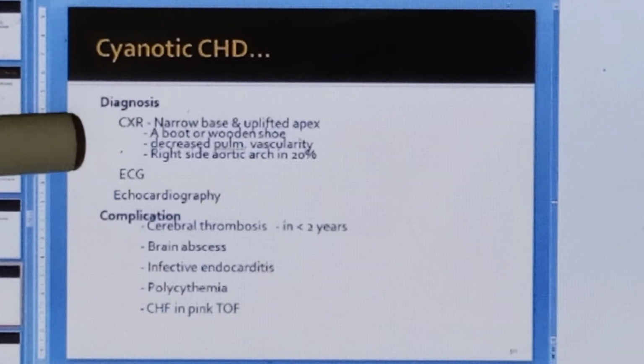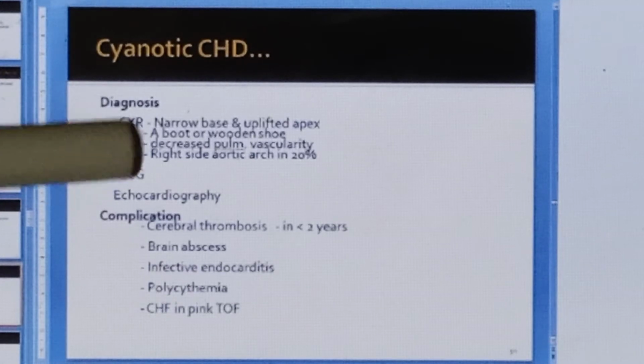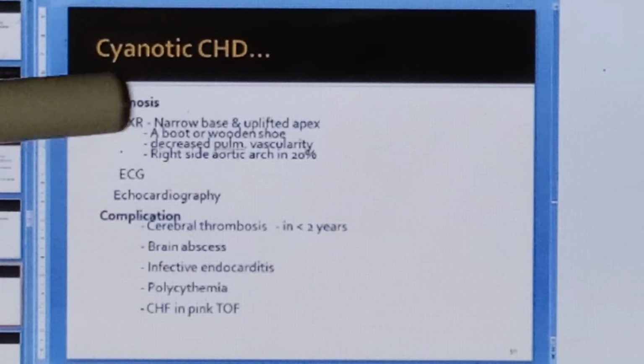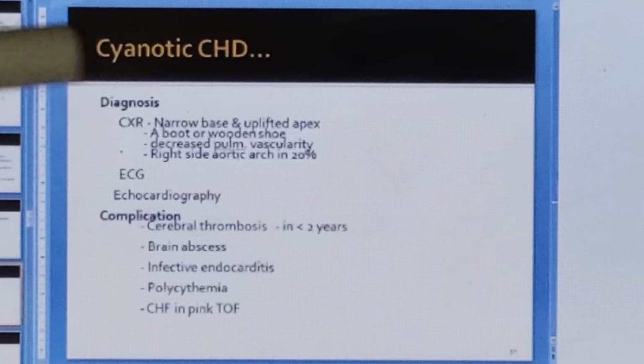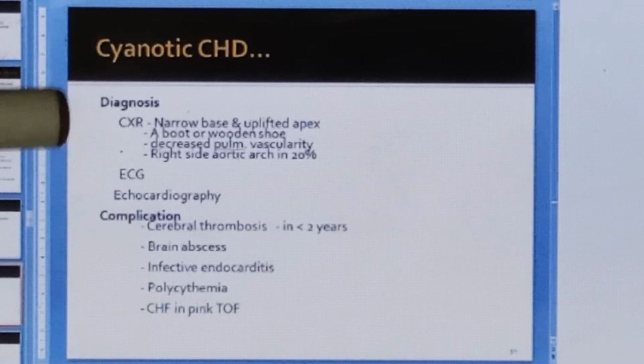This is a characteristic or typical feature of cyanotic heart disease, especially the tetralogy of Fallot, and decreased pulmonary vascularity as we have discussed previously, and right sided aortic arch because of dextroposition in 20% of the cases. So these are the chest x-ray findings.